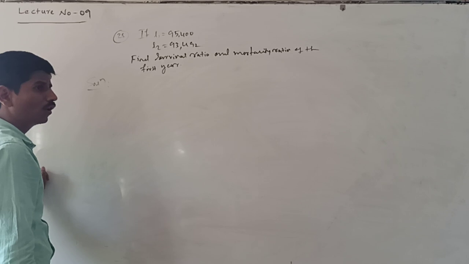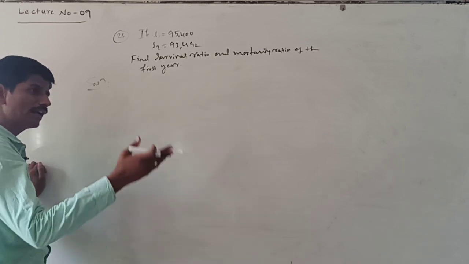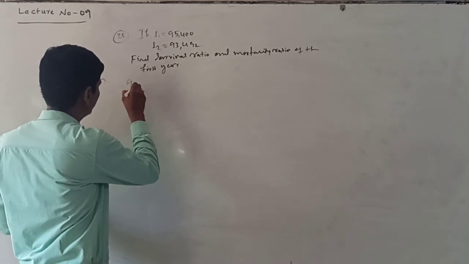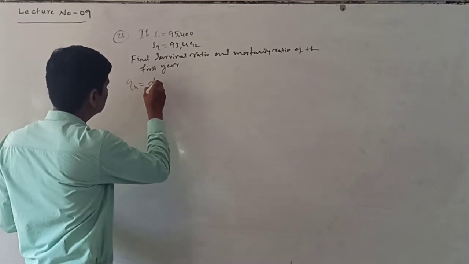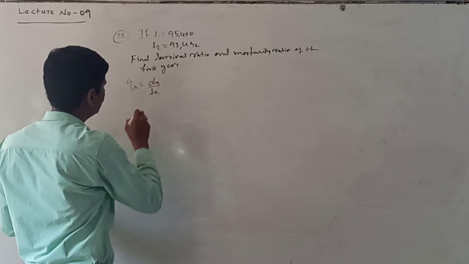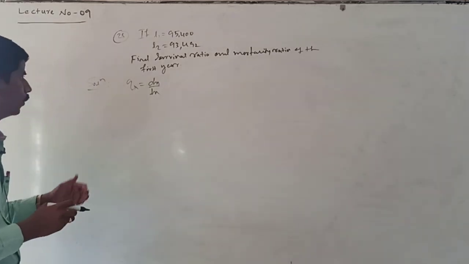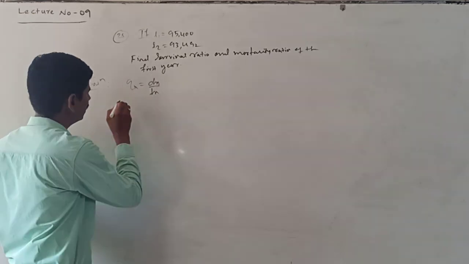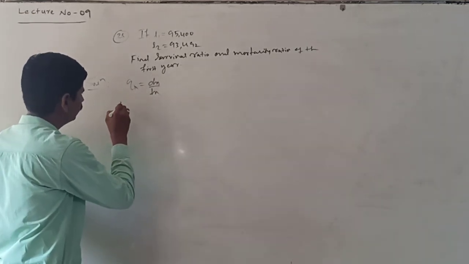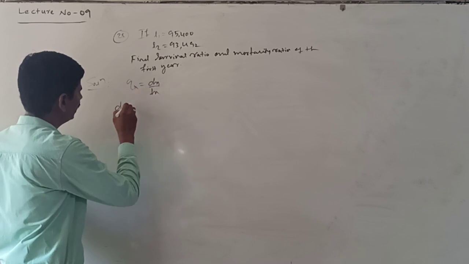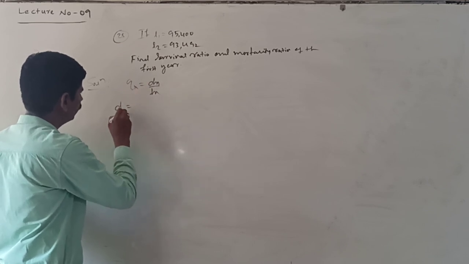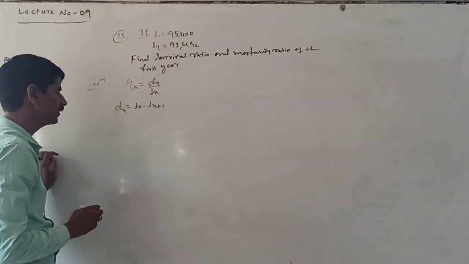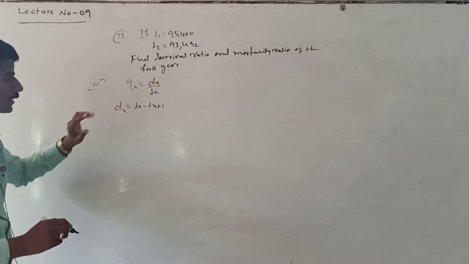Here, what is the mortality ratio? The probability that a person aged x does not survive from age x to x plus 1, that is Qx equal to dx by lx. It is the formula. We want the dx value, so how do we calculate it? For the first year, you have to find the d1 value. The formula is dx equal to lx minus lx plus 1.